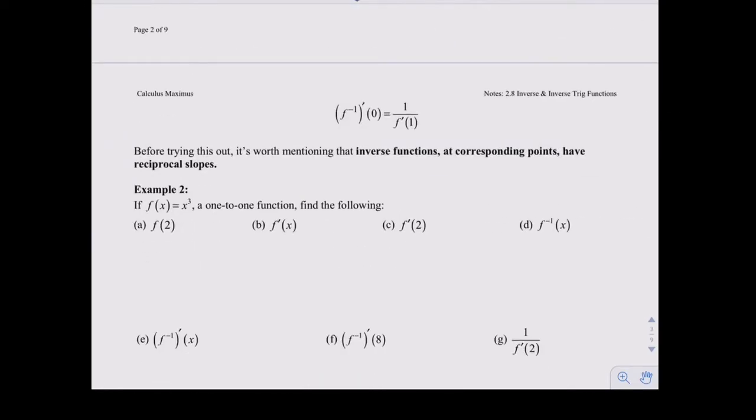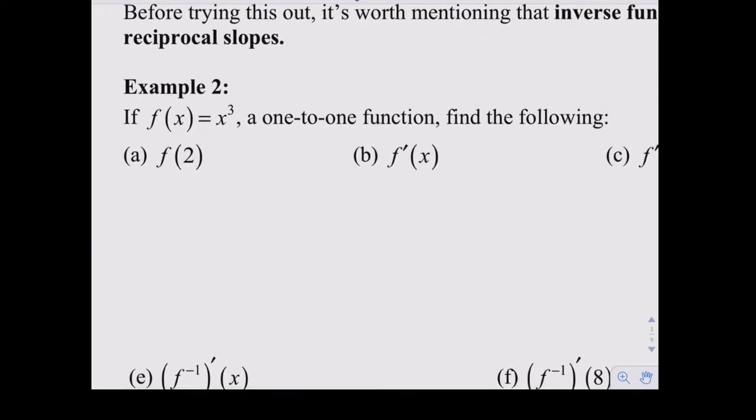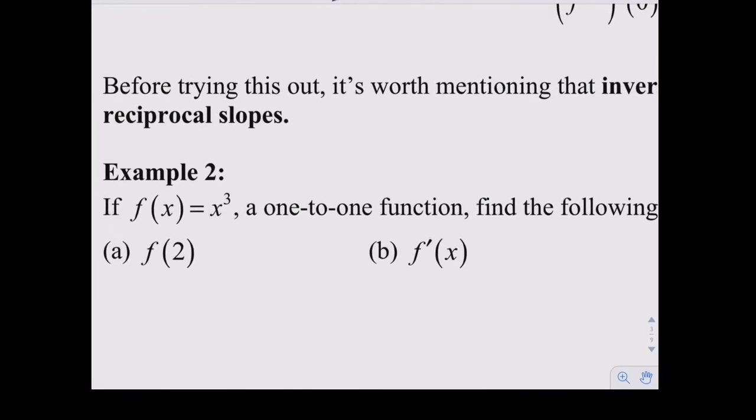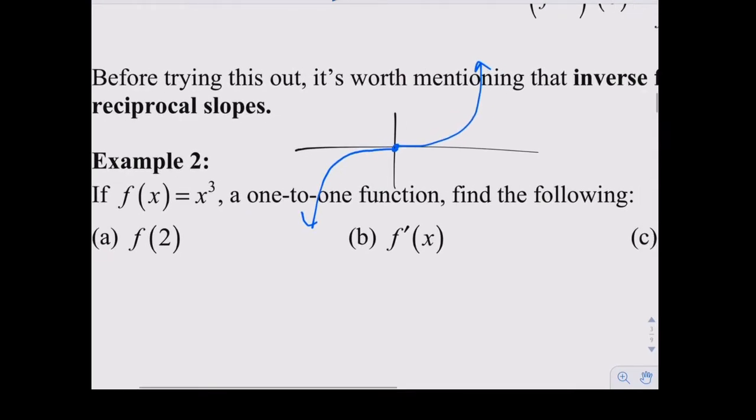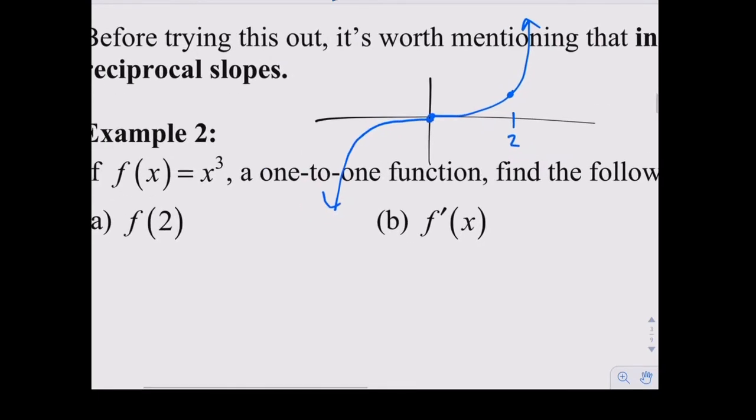All right, example 2. If f of x equals x cubed, a one-to-one function, find the following. Let's just see what we're working with here. X cubed, that's a parent function. We know that it looks like the John Travolta disco graph, right? What type of tangent line does it have right there at 0? Horizontal. That's a singularity where we have a horizontal tangent, but it's monotonic increasing through that point. We want to find f of 2, so this could be 2 right there. F of 2 is just the y value there. That's just going to be 2 cubed, which is 8.